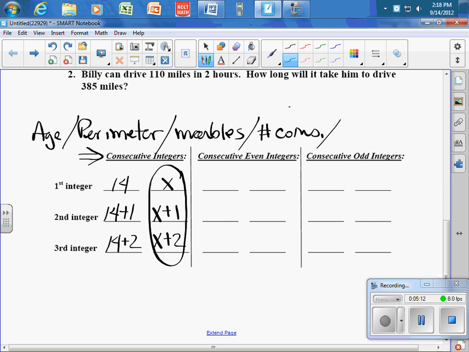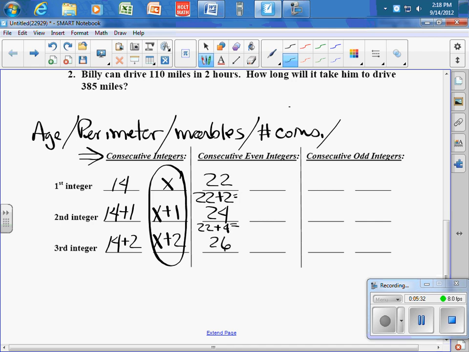Then we have consecutive even integers. For example, I might have 22 being my first integer of any three consecutive evens. What would be the next one? Well, it's 24. How did I get there? I took 22 and added 2. And to get to the one after that, I would take 22 and add 4, right? And get 26.